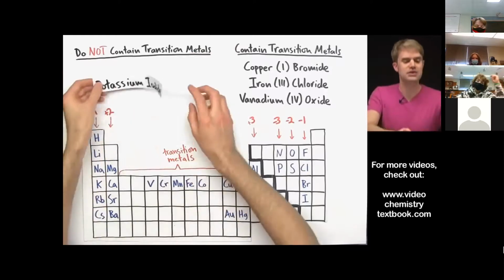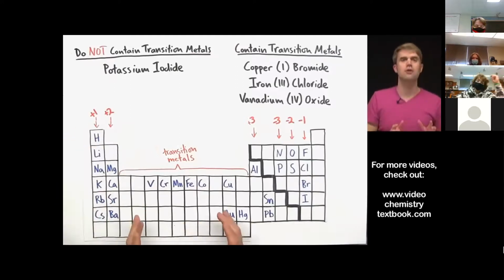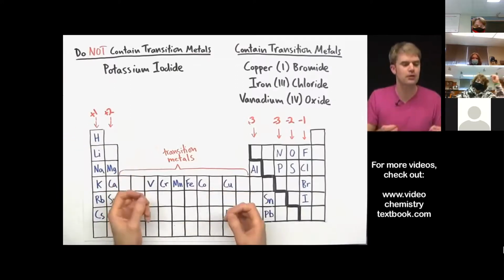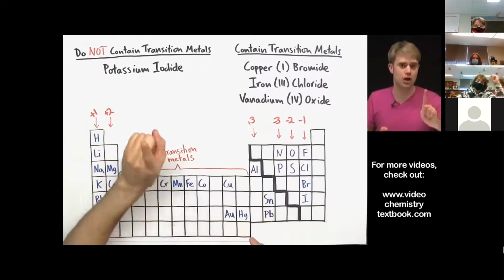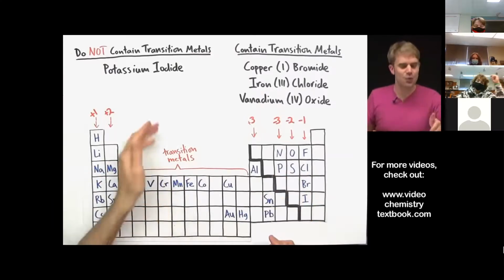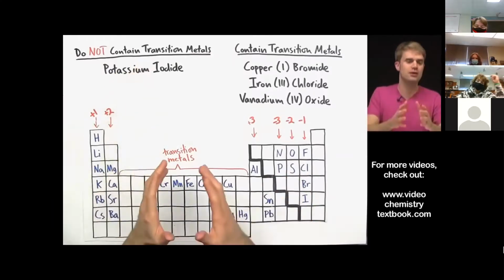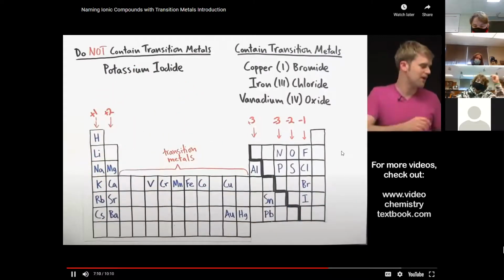Take potassium iodide, for example. Potassium, K, is in this column. It's in the 1+ column, which means that in an ionic compound, potassium always makes an ion with a 1+ charge. That's the only choice. It can only be 1+. So we don't need to put a Roman numeral in there to specify that it's 1+, because that's the only choice that it could be.